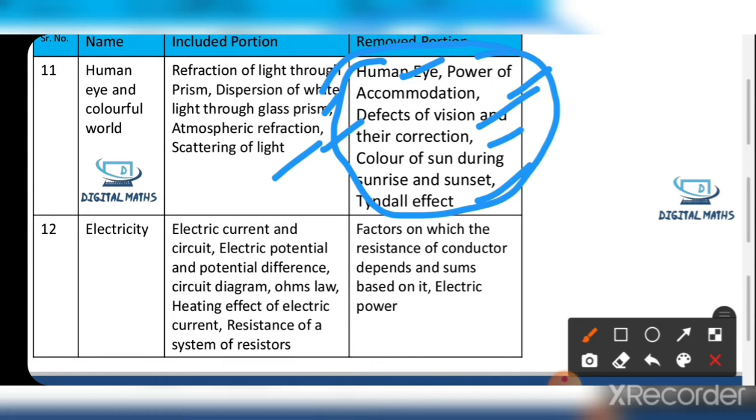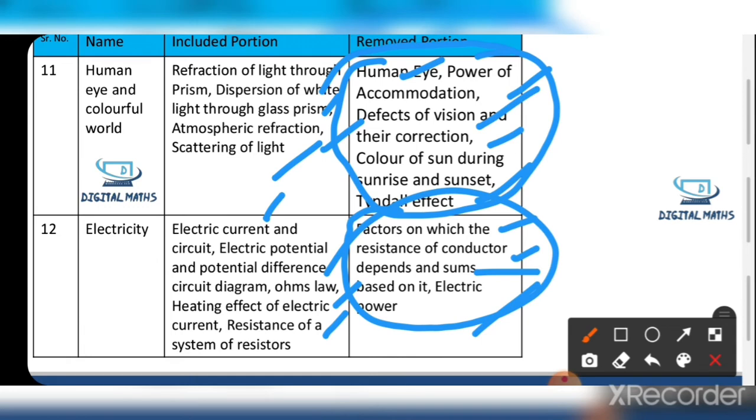Now we have to see electricity, which is the included portion and which is the excluded portion. Electric current and circuit, electric potential, potential difference, circuit diagram, Ohm's law, heating effect of electric current, resistance of a system of resistors are the included portion from chapter number 12. Which is the excluded or removed portion? Factors on which the resistance of a conductor depends and the sums based on electric power, all are removed. It is also a very important topic from chapter number 12.